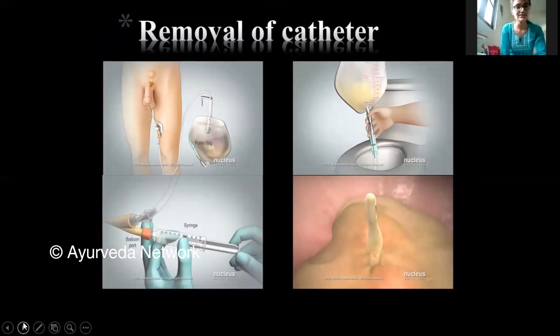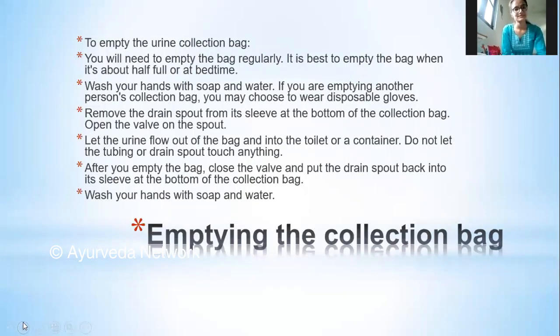Okay, so again, this is the procedure of removal of catheter. We have already discussed. Now, in the last slide, we saw how you have to empty the collection bag, and you have to follow those steps before removal of the catheter. You have to empty it 8 hourly, or at bedtime. Again, you have to clean your hands, open the valve, close it. Again, similar steps. Just maintain a sterile environment while you are emptying the collection bag. Next slide.